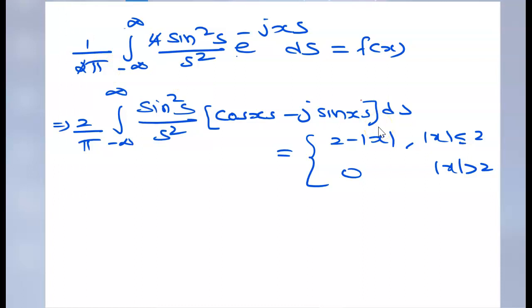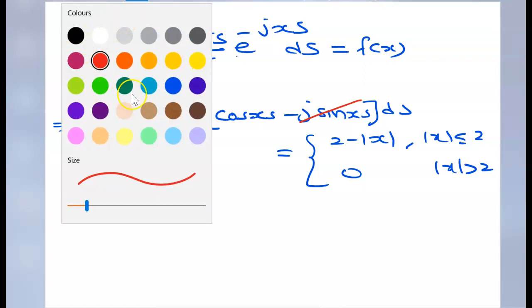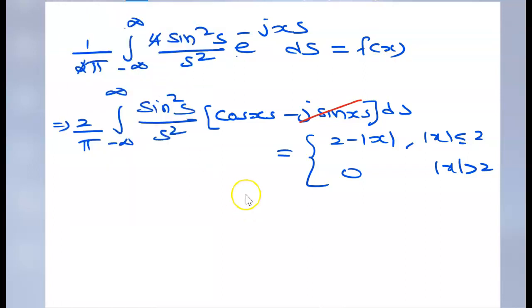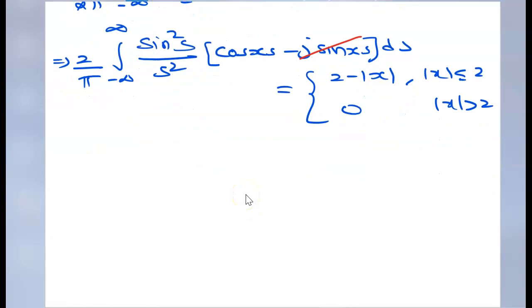Here you will allow me to cancel the sine integral, because the sine integral always cancels, since it is an odd function. So what is remaining here? Let me write the remaining. The remaining is only the cosine. Already I have 2 by pi.